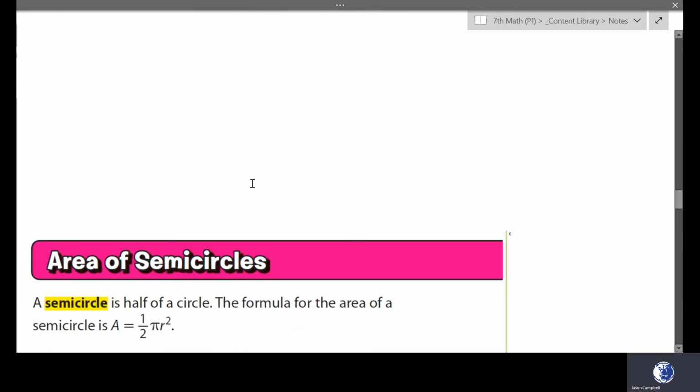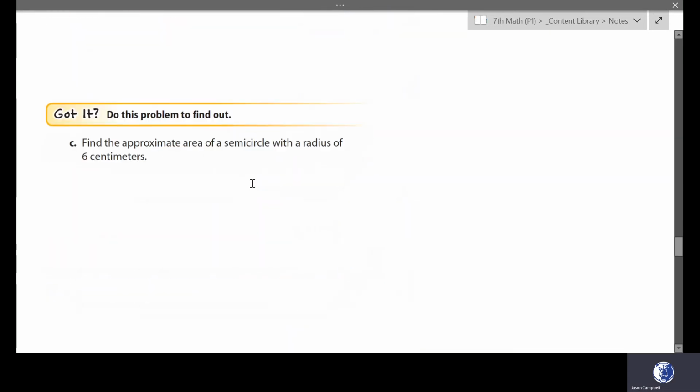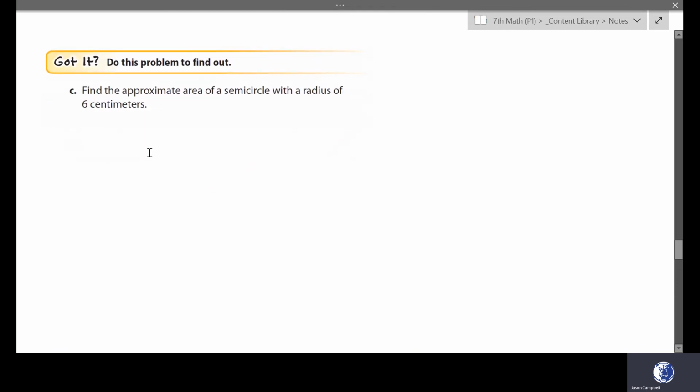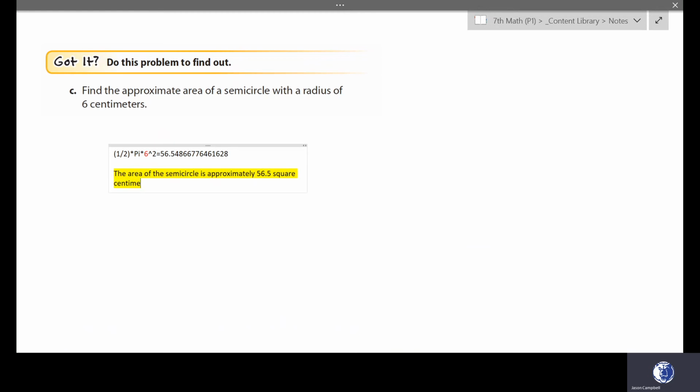And then I'm going to go up here. Nope, I don't need to. So go ahead and try Got it C, and then resume this video when you're done. Got it C says, find the approximate area of a semicircle with a radius of 6 centimeters. So it gave us the radius. We don't need to divide that. So we'll just plug the radius right in. So that gives us an area of 56.5. The area of the semicircle is approximately 56.5 square centimeters.